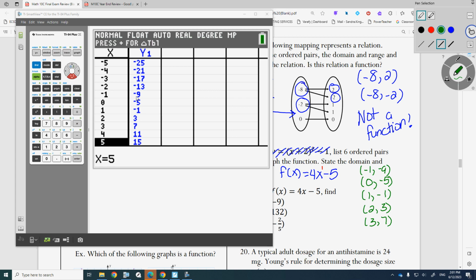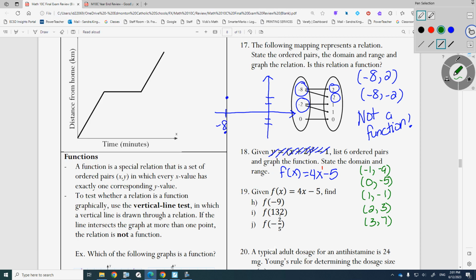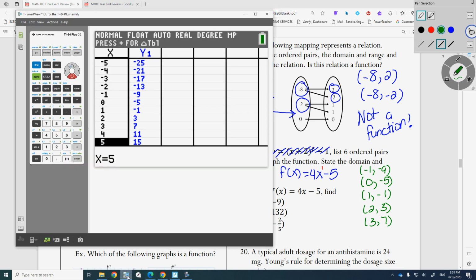If I gave you grid paper, which you'll have on your exam, and you're asked to graph your function, you go to your table of values to get ordered pairs. You really only need 2 ordered pairs, and then you can connect those and extend your line, and you would have your graph. Okay, what is f of negative 9? Find it on your calculator. You're already in your table of values. Find what f of negative 9 is equal to.